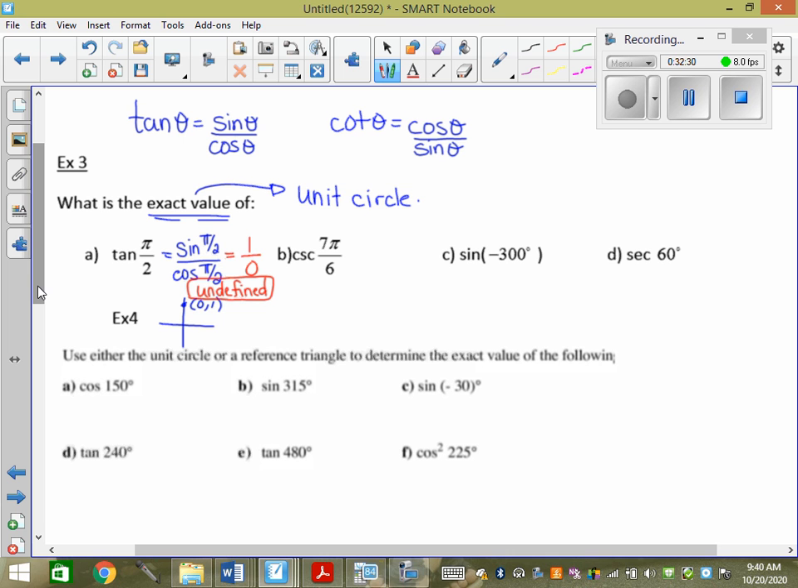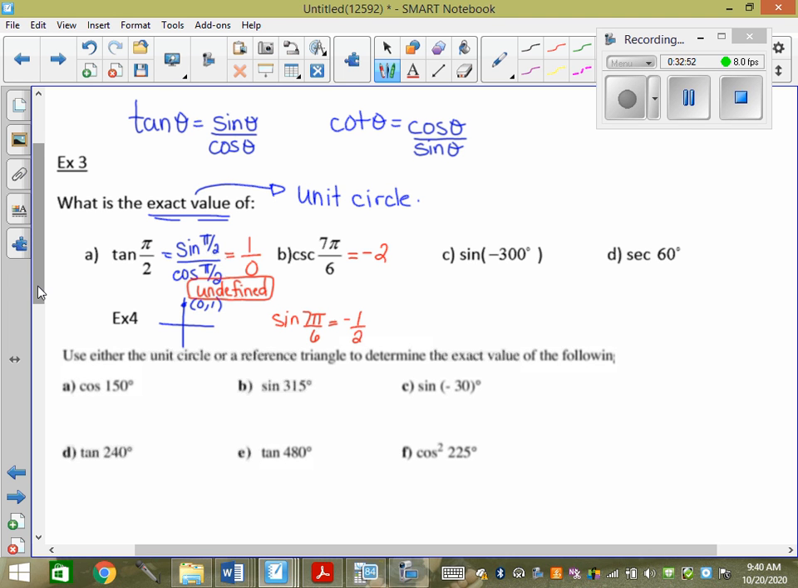Negative a half. So we know that sine at 7 pi over 6 equals negative a half. So cosecant equals negative 2. We just flip it. Could we write negative 2 over 1 and still be correct? Sure. Do we have to write the 1? No.